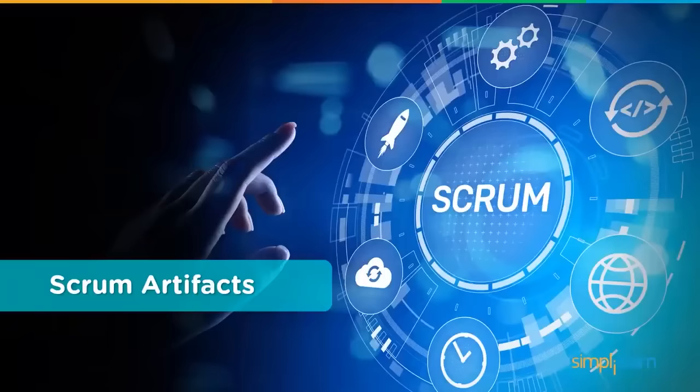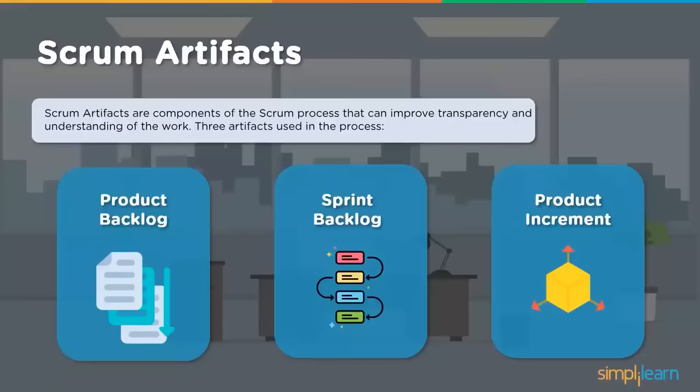So there are certain artifacts to look at when it comes to Scrum. So let us look at that. Now we speak about the artifacts, which are the components of the Scrum process that can improve transparency and understanding of the work. There are mainly three artifacts, which we call product backlog, sprint backlog, and product increment. So let us see what these are one by one.